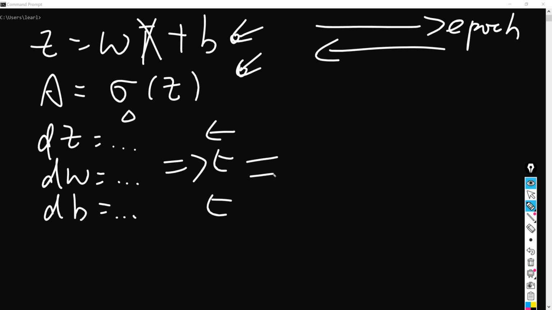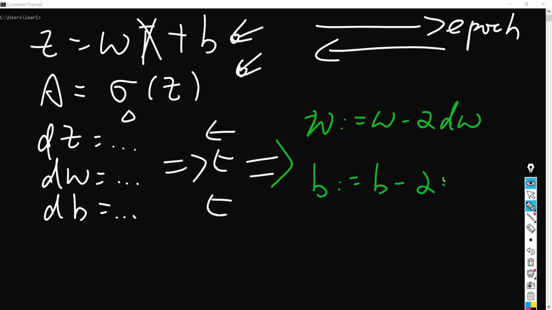So in order to update the parameters, W and B get changed. W, the weight, will just equal this one, and alpha here is just the learning rate. So now we talk about the learning rate. Why is the learning rate so important?